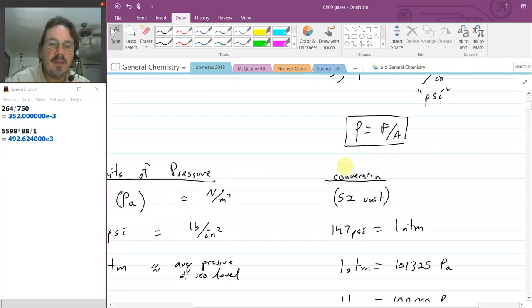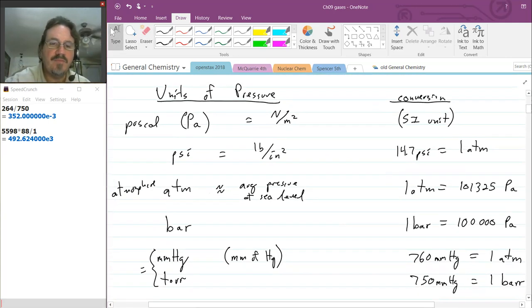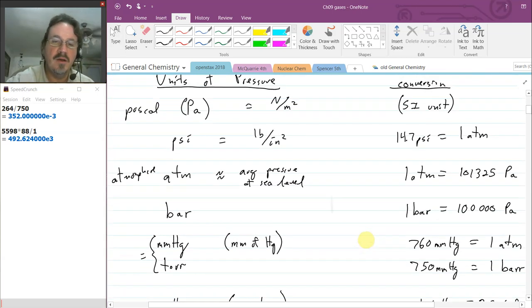Other units of pressure, lots and lots of them. There are so many units of pressure that have been used and are still used, and we need to be familiar with at least the main ones. The book has a large table, and I've summarized the most important ones here in my notes.